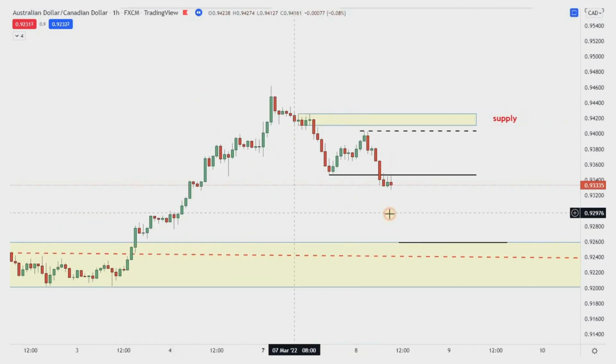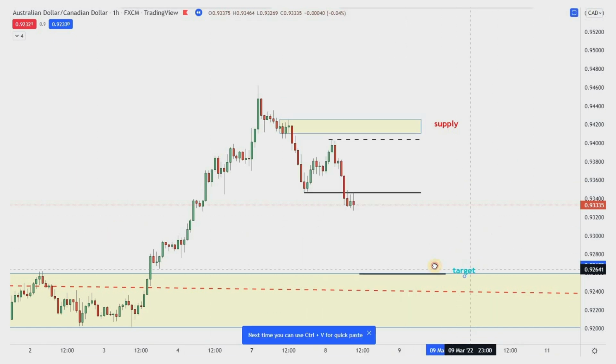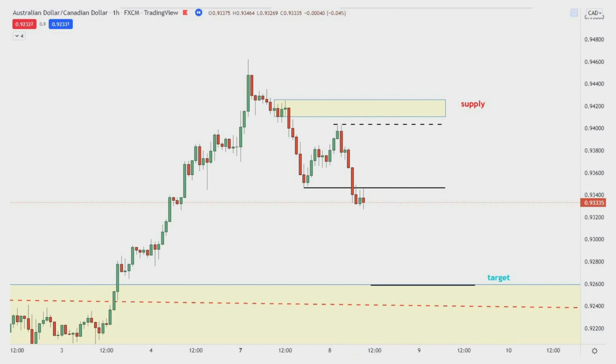We shift to a lower time frame again. We are here on the 1-hour chart. Once again, the target is the edge of the demand. We noticed another supply zone below the first one that could become a potential entry.